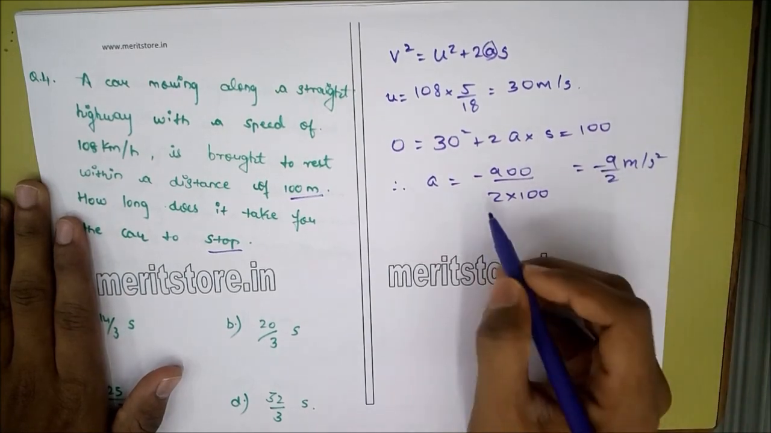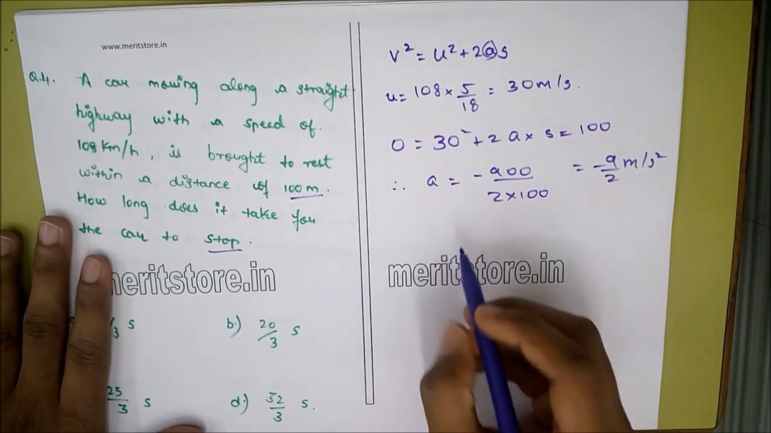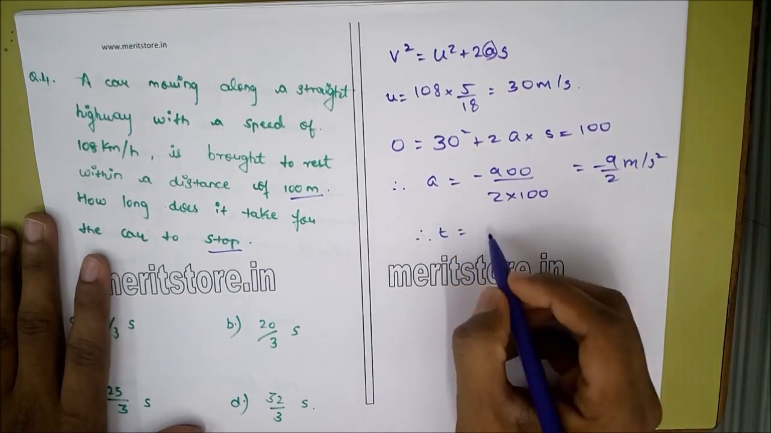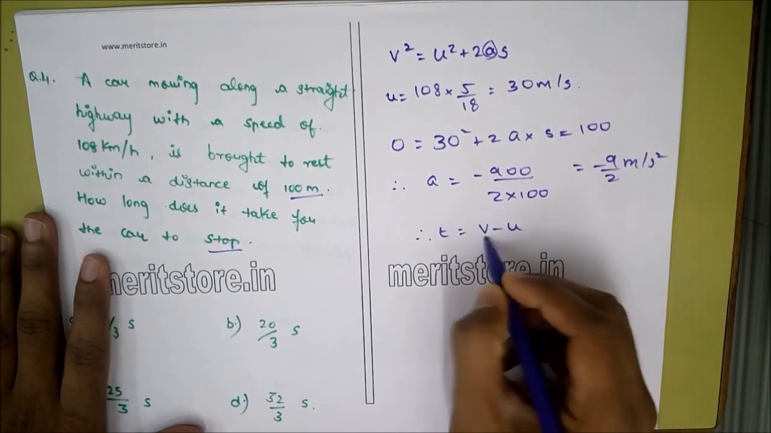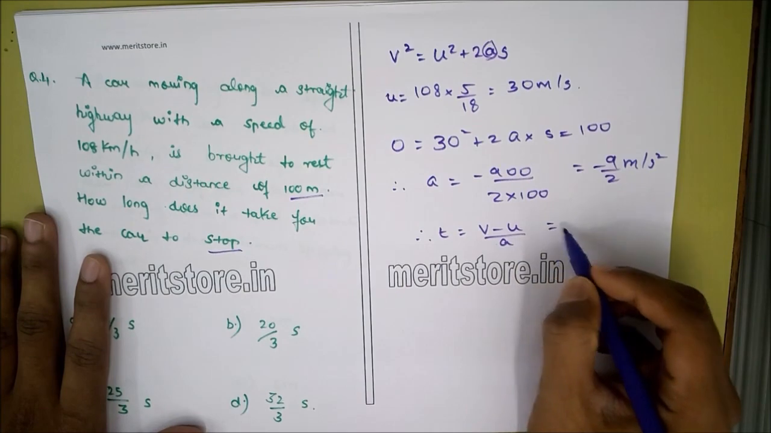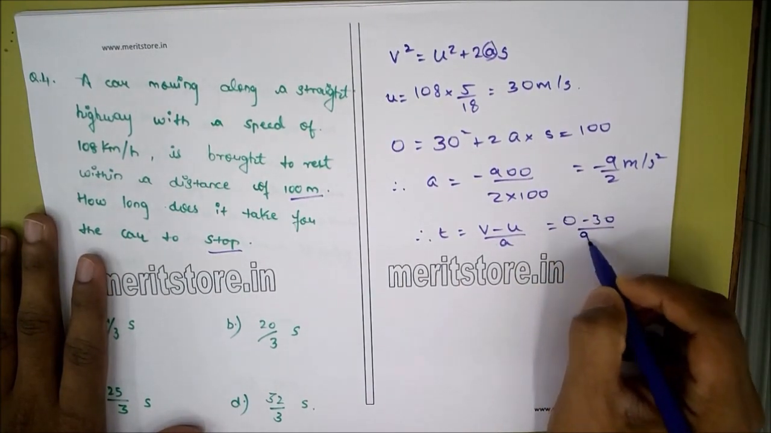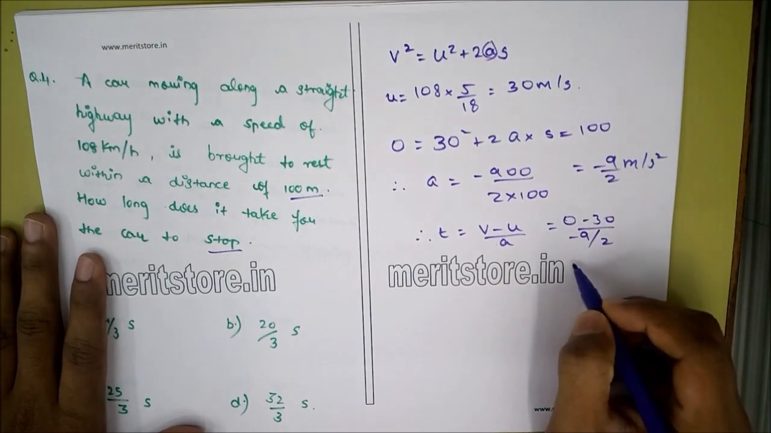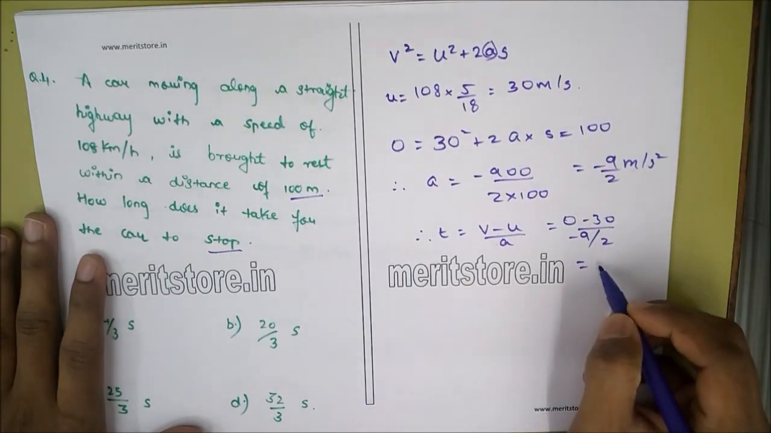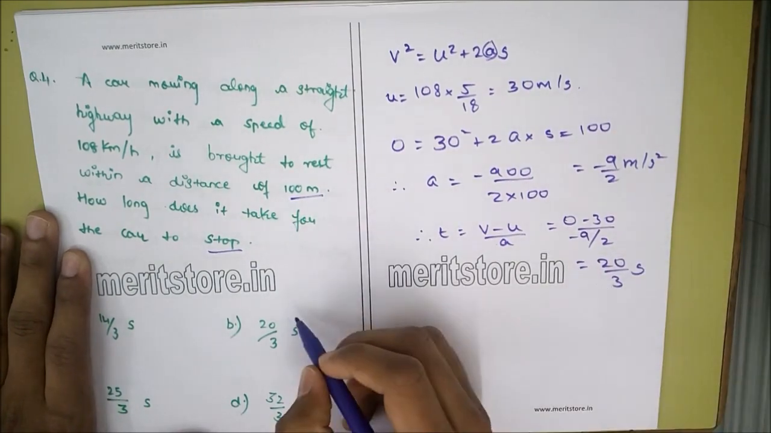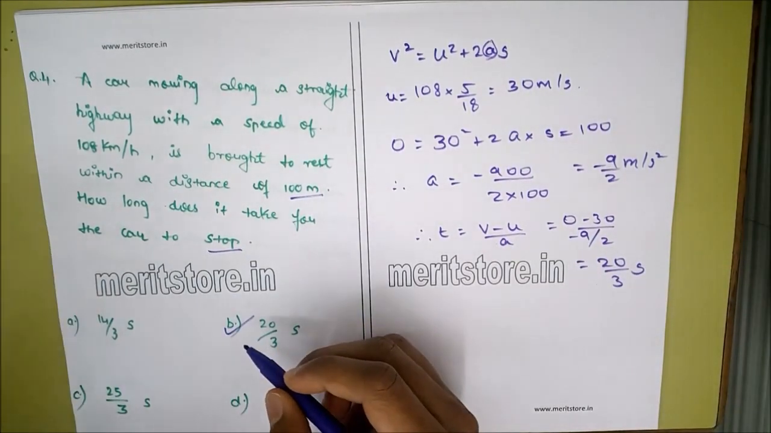The minus sign shows that the body is coming to a rest, that is, it is in the form of a retardation. Therefore, the time period that is taken is v minus u upon a, which is nothing but 0 minus 30 upon minus of 9 by 2. So that can be written as 20 by 3 seconds. Hence, option B is the correct answer.